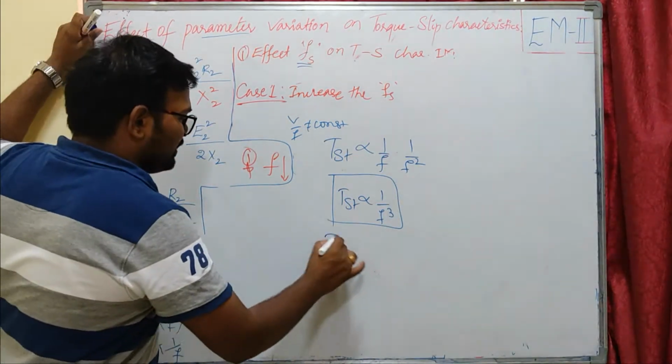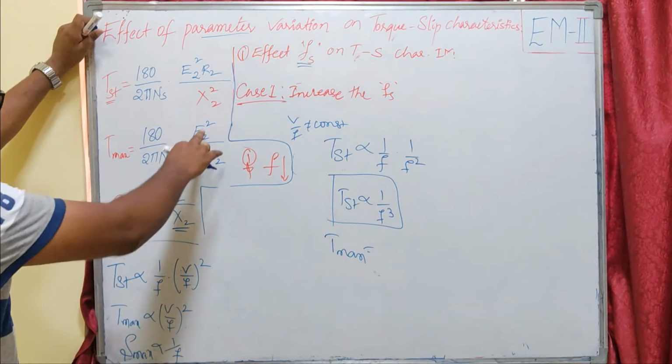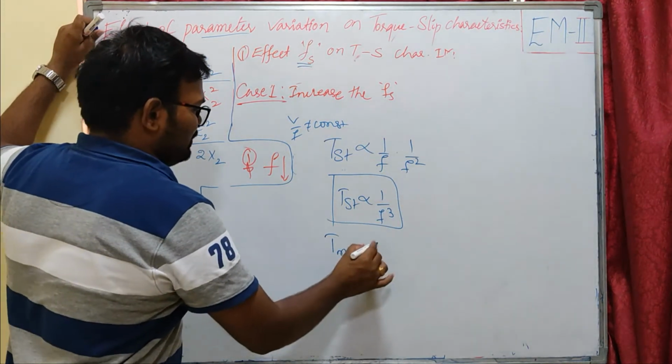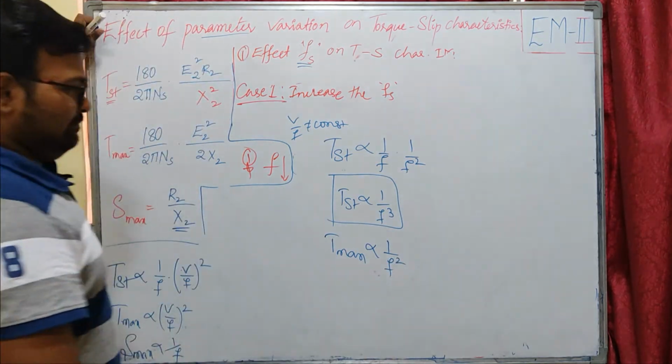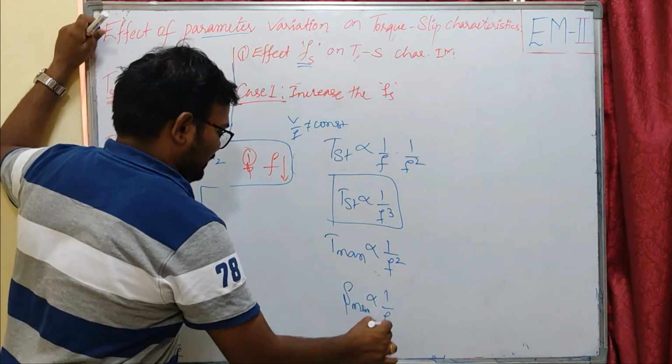So what is happening to Tmax? Initially Tmax was constant because we had to keep the V by F ratio constant. Now it is V by F square. That means Tmax is now 1 by F square. What is happening to slip? Slip is inversely proportional to F here.